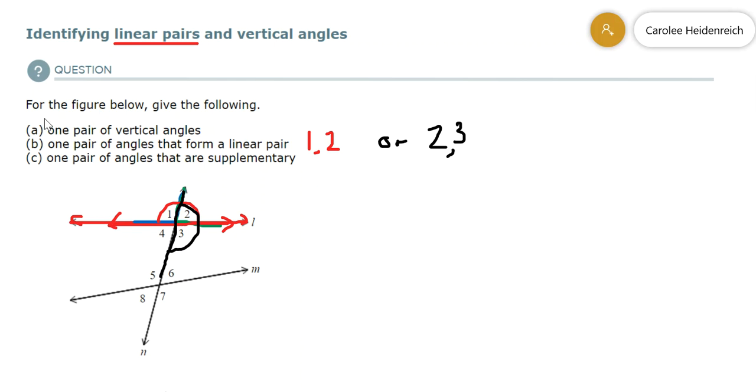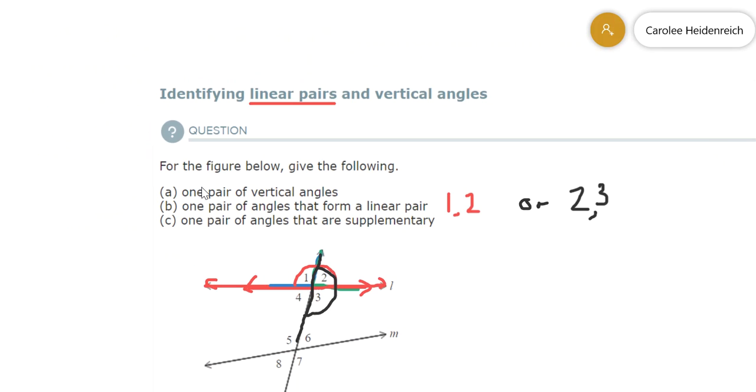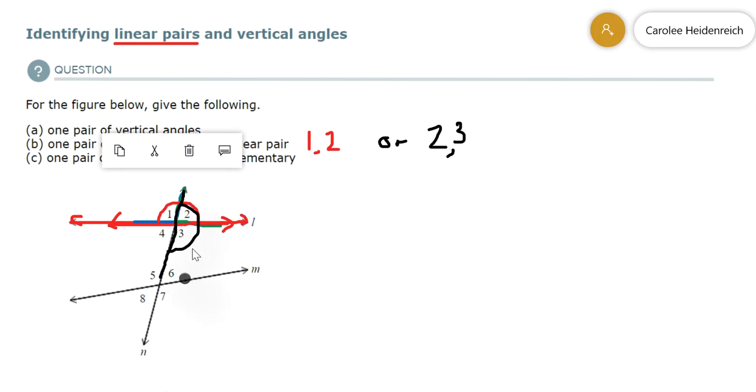Now, on the other hand, let me actually erase a bunch of that. Oops. Well, I'll leave it.